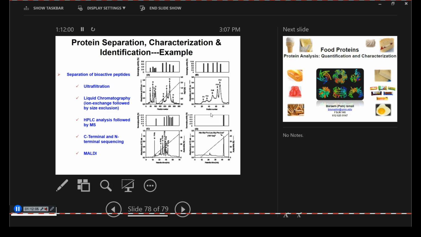Often you start with ultrafiltration because if you know the size you're looking for or the range of size you're looking for, you can eliminate a lot of proteins and peptides you don't need or you're not interested in by simply filtering your sample.